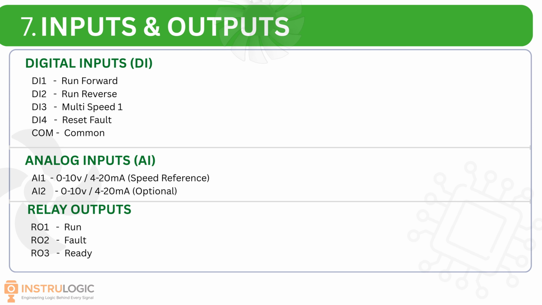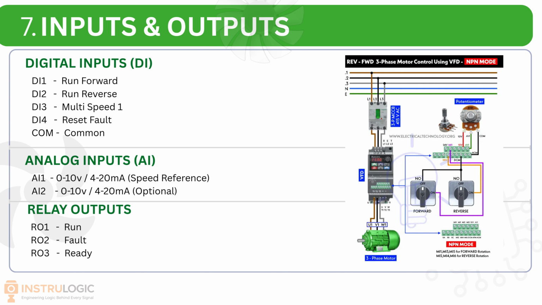Now let's look at the inputs and outputs of a VFD. Digital inputs are used for commands such as run forward, run reverse, multi-speed selection, and fault reset. These signals typically come from push buttons, relays, or PLCs. Analog inputs, such as 0 to 10 volts or 4 to 20 milliamps, are commonly used to provide motor speed references. On the output side, relay outputs can indicate important drive conditions such as run, fault, or ready status. These inputs and outputs allow the VFD to communicate and interact seamlessly with the overall control system.